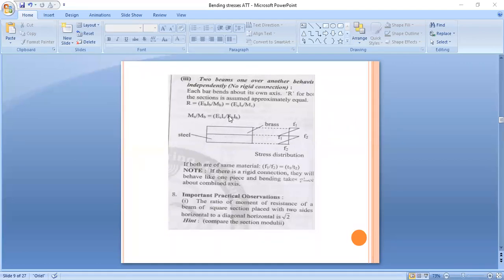If the connection is not rigid, at that time both beams behave separately. Both beams behave separately, so we have to calculate the moment of resistance separately. In that, one note is there. If there is a rigid connection, they will behave like one piece. Suppose this gap is not present, so this is a rigid beam.